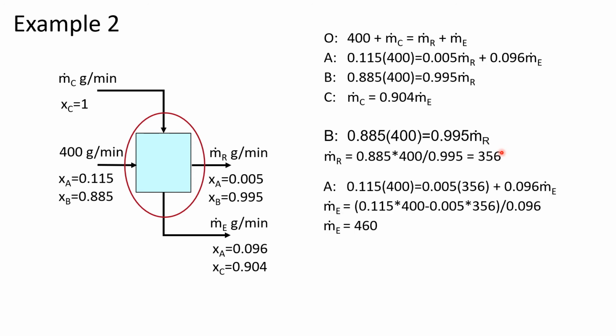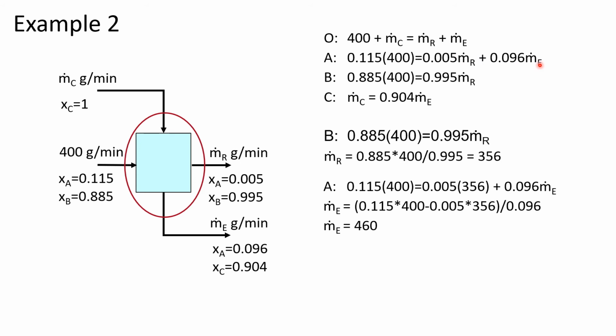Next, let's plug in this value for m dot r into the other balances and see if there's one that we might be able to use to solve for another unknown. If I look at the overall balance, if I plug in a value for m dot r, I'm still left with 2 unknowns, m dot c and m dot e. If I look at the acetic acid balance, if I plug in for m dot r, I will only have 1 unknown left, m dot e. So I'll be able to solve for it.